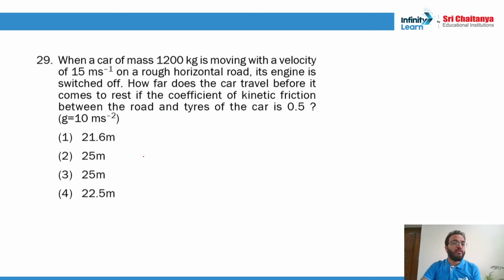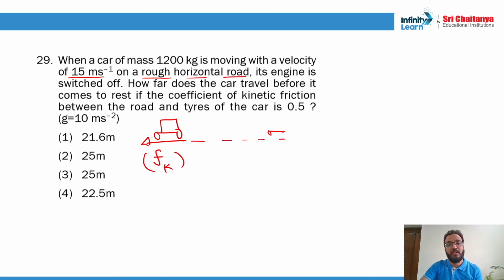Got it? So when a car of mass 1200 kg is moving with a velocity 15 meter per second on a rough horizontal road, its engine is switched off. So what will happen? Kinetic friction will work and will try to stop the car. Final velocity will be 0. So you will say, sir, Fk will provide the retardation. Now what is Fk? Mu mg is equal to ma.